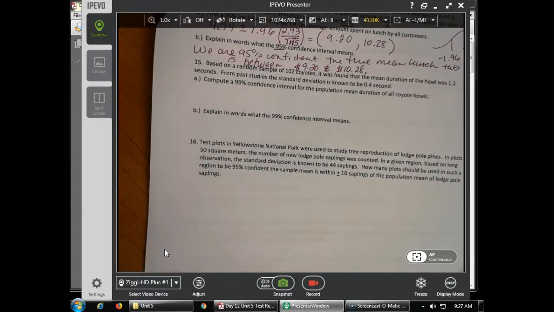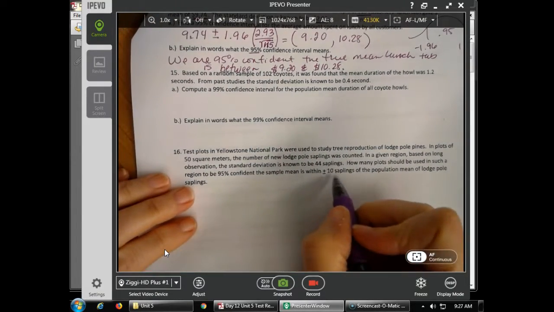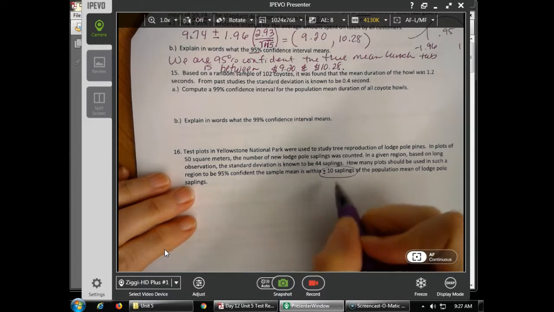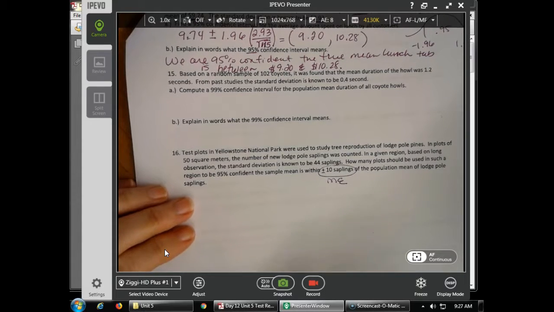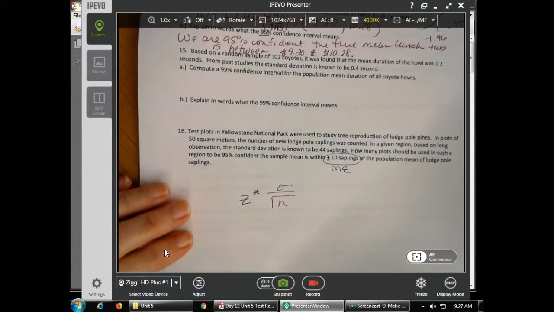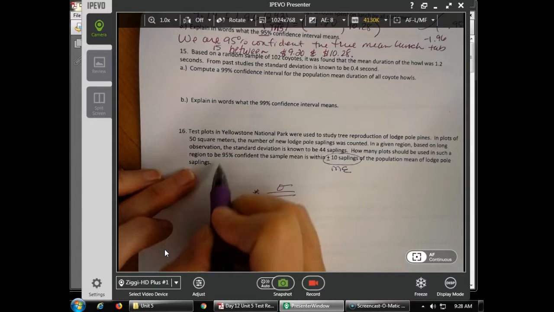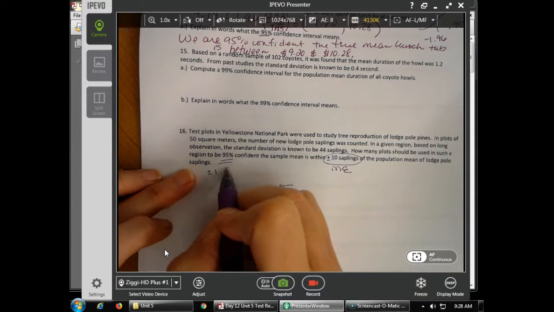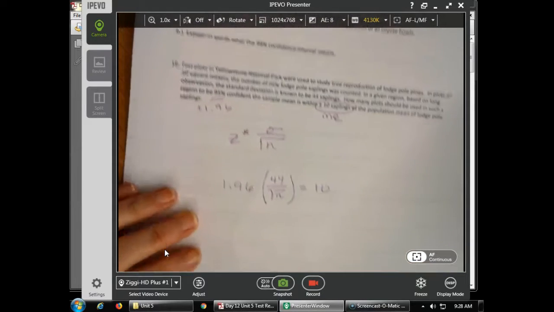How about number 16? I'll set it up really quick. So we want our standard deviation to be plus and minus 10. So guys, this is going to be our margin of error. Okay? So remember, our margin of error is z star standard deviation divided by square root of n. Well, we're trying to find n. And we know our z from a 95% is plus and minus 1.96. So I'm going to say 1.96. The standard deviation is 44 divided by square root of n, and that has to be equal to 10.